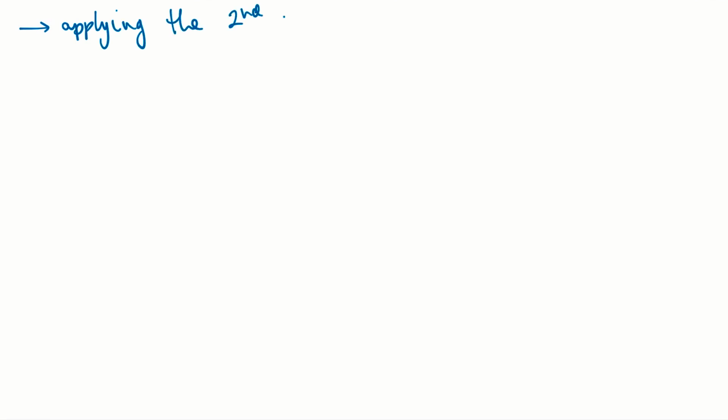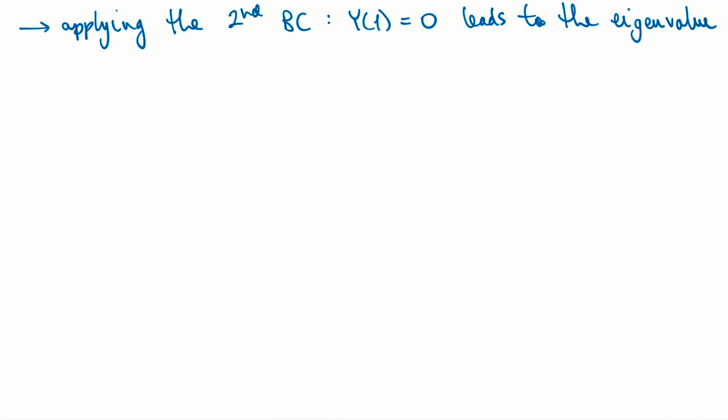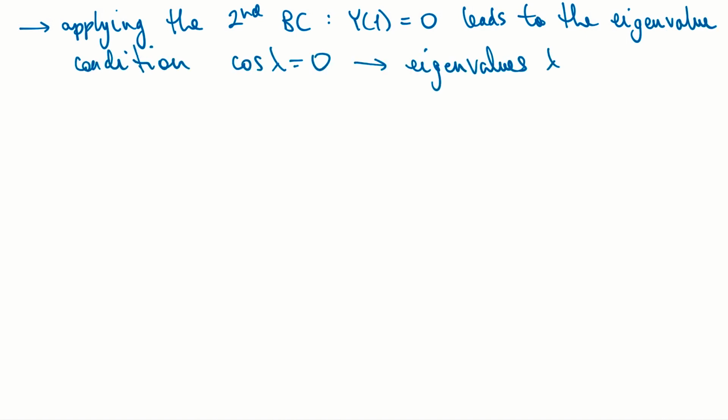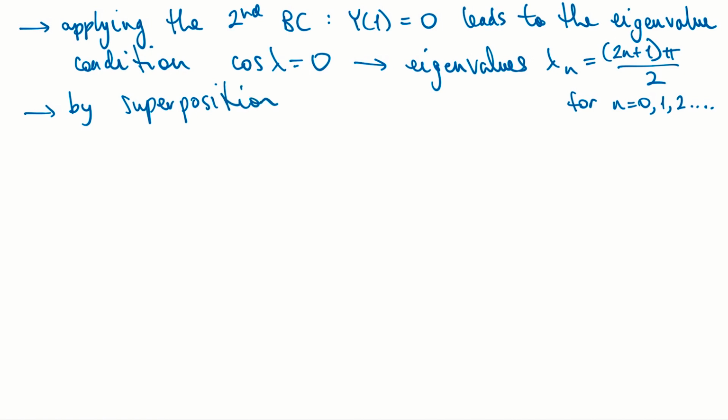Okay, the second boundary condition leads us to an eigenvalue condition. So that cos function will be equal to 0 when we have the following eigenvalues. That ensures that that function equals 0. So then by superposition, we can get the transient portion of the flow here.